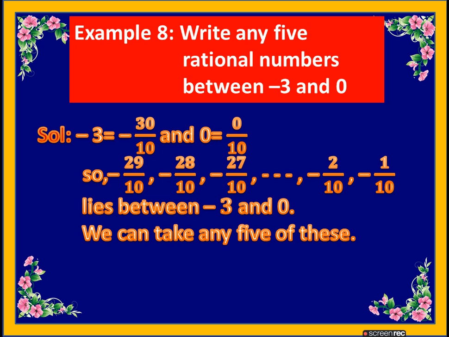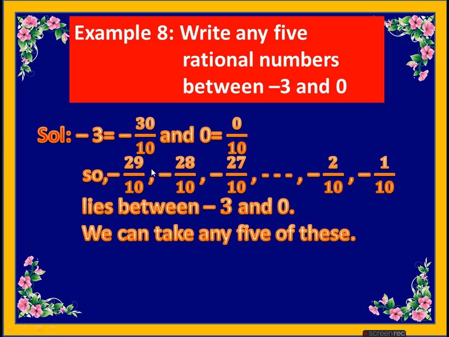So we can write in this form. -3 can be written as -30 by 10. If you cancel 0 and 0, this is -3. And 0 can be written as 0 by 10. So the denominators are equal. To write rational numbers, first we have to make the denominators equal.